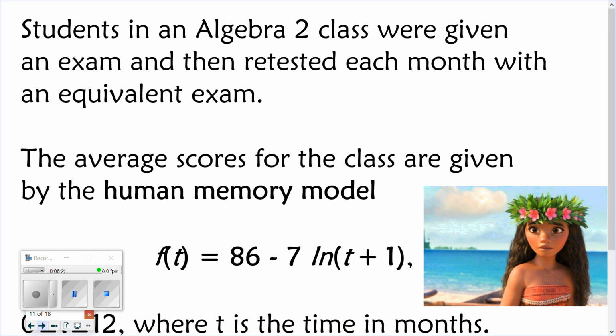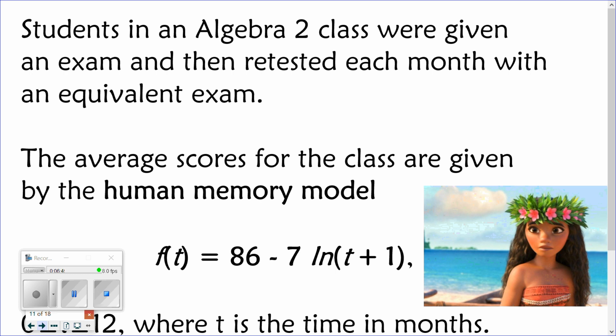All right, so here we go, guys. Students in an Algebra 2 class were given an exam and then retested each month with an equivalent exam. Sounds like a lot of testing. You guys get tested to death enough. I'm not going to do that. The average scores for the class are given by the human memory model. Some people have way too much time on their hands. This is the human memory model.